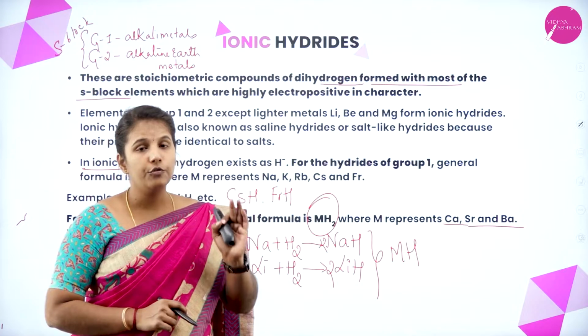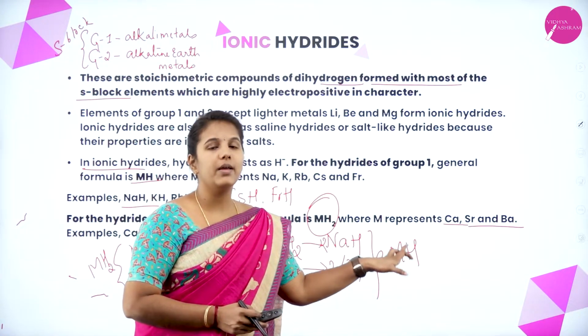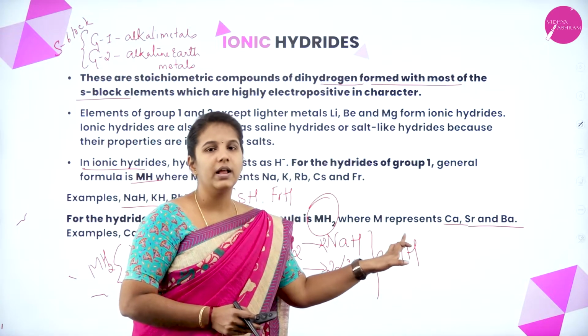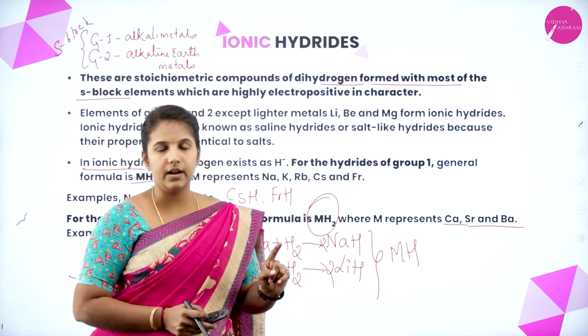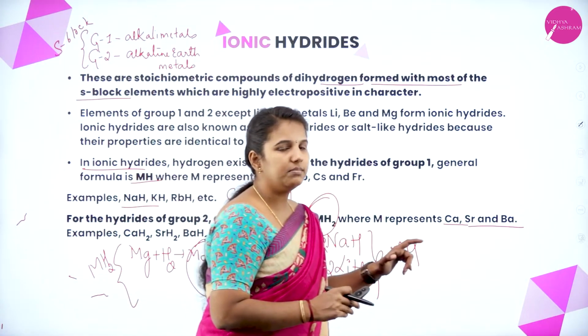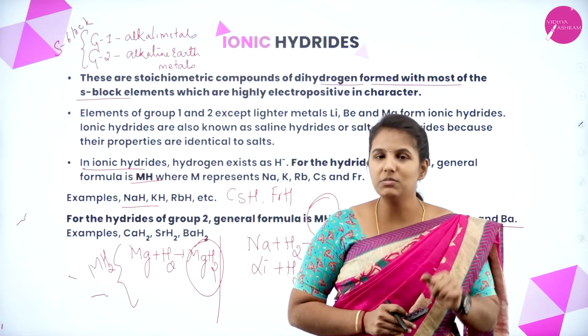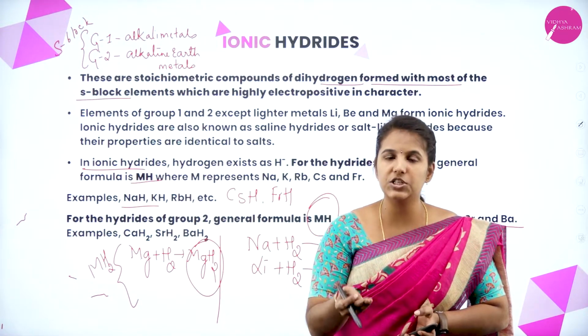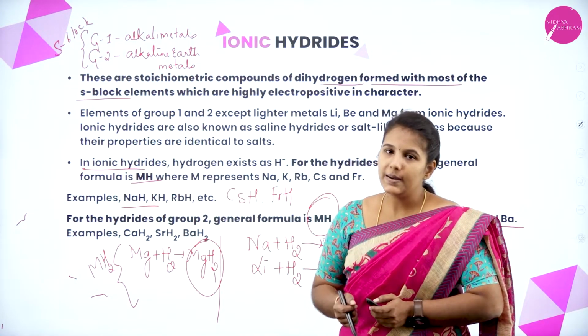So, remember, for the group 1 elements, it has a general formula of MH, where M stands for metal and H stands for hydrogen. Hence, it is named as metal hydride. Whereas, alkaline earth metals have a general formula of MH2, where M stands for metal. It may be calcium, magnesium or strontium or barium.